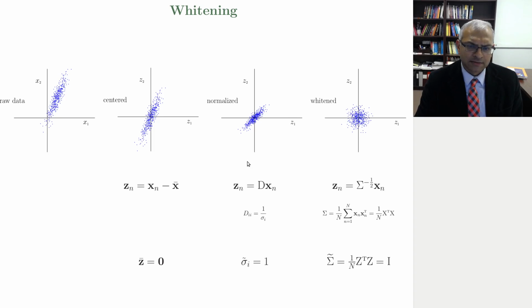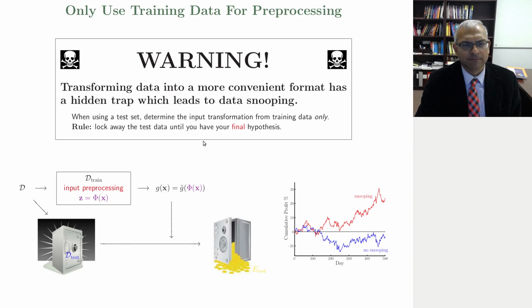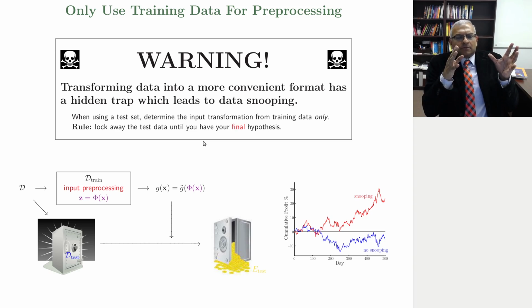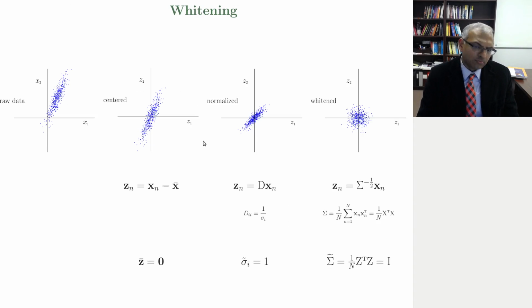Now, a hidden danger, especially with things like centering, normalizing, whitening, and so on. Warning. You're taking your data and choosing a transform. In all these cases, the transform to Zn involves looking at the data. Your transform, because the mean of the data involves the data. Your transform to Zn involves the standard deviations along the various dimensions. So that means you have to look at the data.